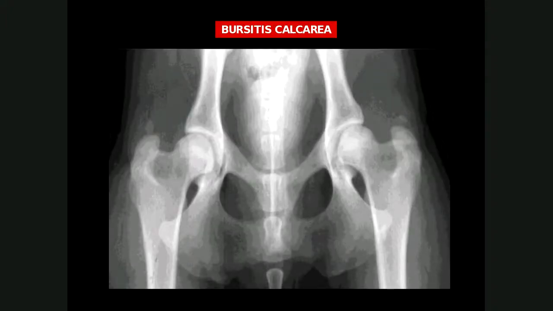Lastly, another condition which we mentioned a few lectures ago is bursitis calcarea. This is just the term referring specifically to calcifying tendinopathy of the insertion of the gluteus medius on the trochanter major. So bilaterally, there are these mineralized opacities that occur just dorsal to the major trochanters, and it is incidental.